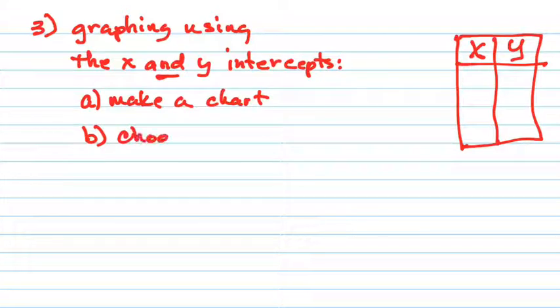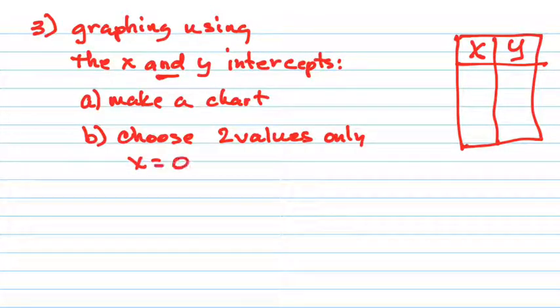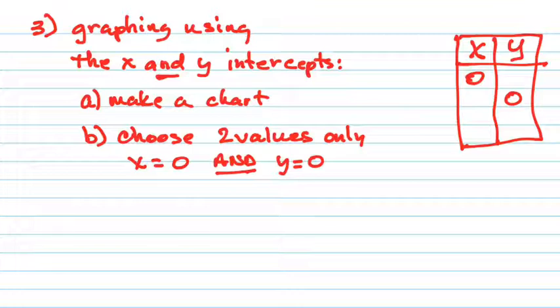But then you're going to choose two values. You're going to choose x equals 0, and you're going to choose y equals 0. So this is a little bit different chart. We're going to choose an x value, and we're going to choose a y value. But what are those x and y values? 0. Because they are the easiest numbers to work with.